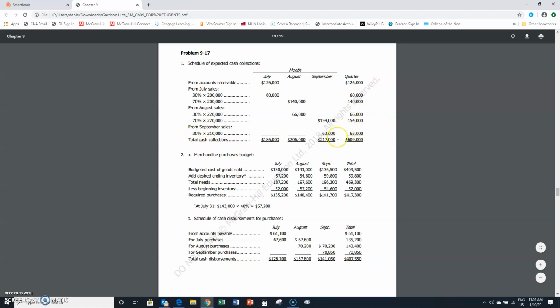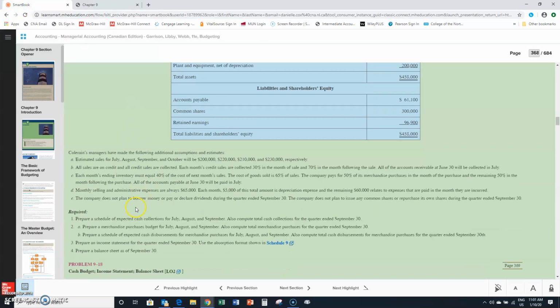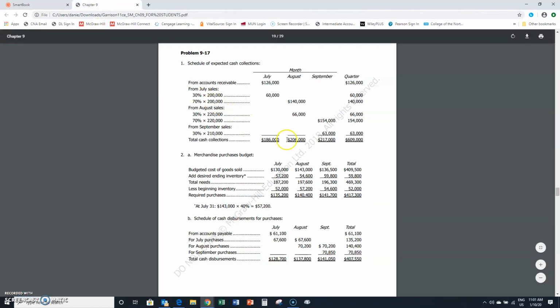So just keep this in the back of your mind, because the question will also ask us to do an income statement and balance sheet. If I was doing this question, I would make a little note that our accounts receivable is going to be the remainder of the September sales that we haven't collected. So that's all we need to do for our cash collections, and then you can total them up for each month and total them for the quarter.